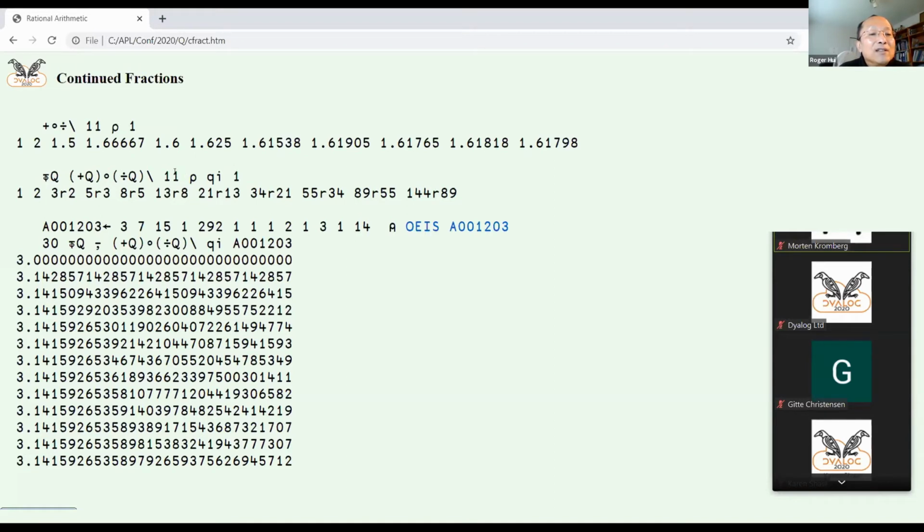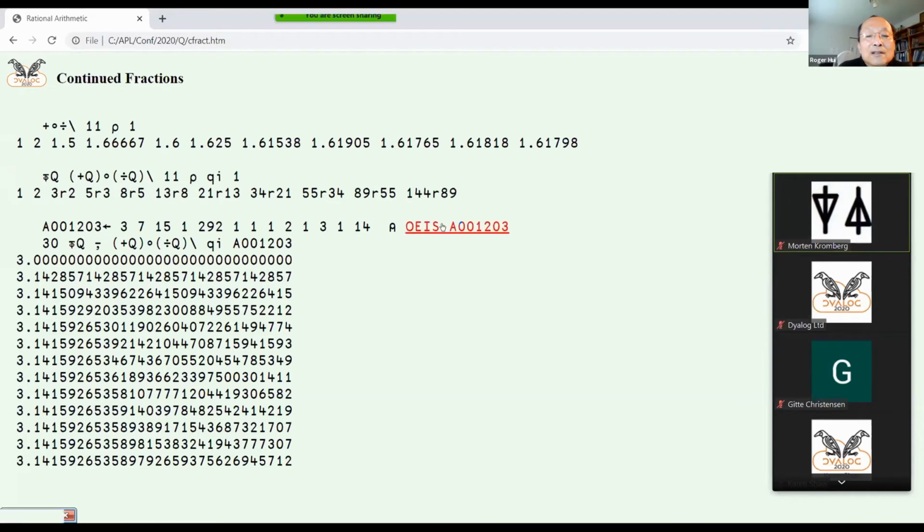so instead of 11 rho 1, I have 11 rho, or reshape, of the rational number 1, and I do plus reciprocal scan of it. I get this rational number result, and lo and behold, we see our friends, the Fibonacci numbers.